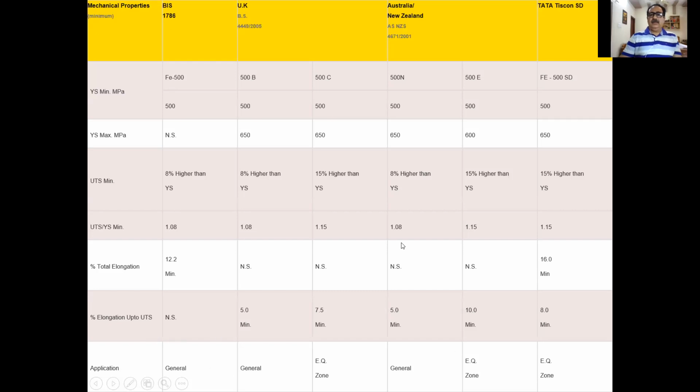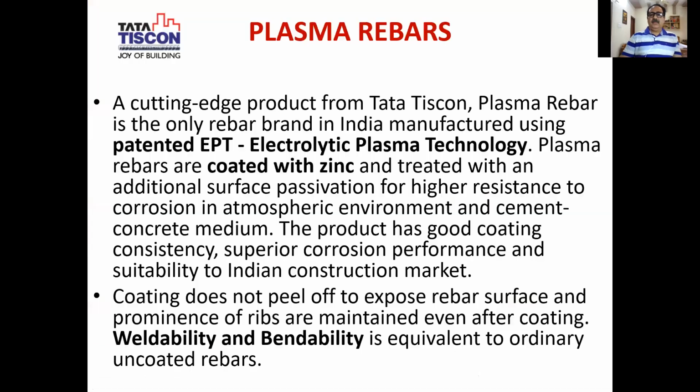Now, if you talk about the second type of technology, this is the plasma rebars, which have been manufactured by Tata Tiscon, a cutting edge technology from Tata Tiscon. This technology is patented. Patent has been obtained for electrolytic plasma technology. So this is the technology which is being used to manufacture these type of bars.